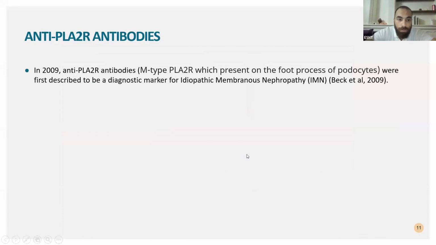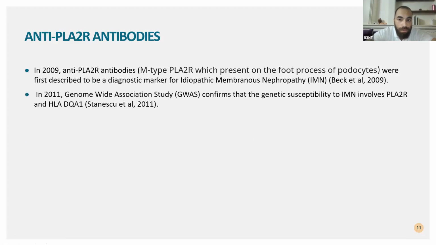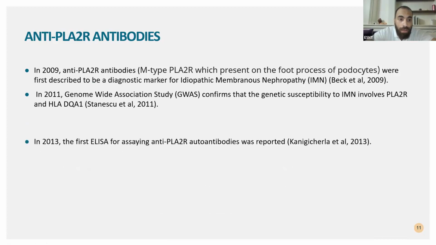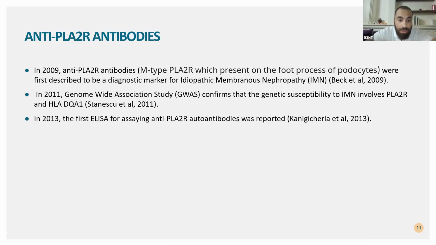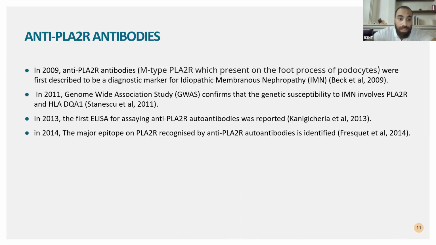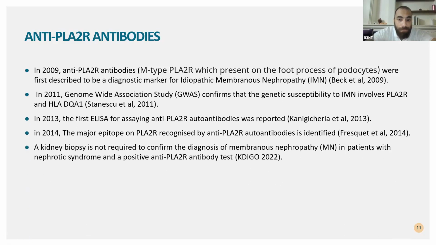These antibodies were discovered in 2009, and were identified as a marker for idiopathic or primary membranous nephropathy. In 2011, a genetic susceptibility was confirmed in patients who have HLA-DQA1 to develop such a disease. In 2013, the first ELISA screening for the autoantibody, and in 2014, a specific epitope for phospholipase A2 receptor was recognized. And we can imagine, KDIGO guidelines 2022 now stated that a kidney biopsy is not required to confirm the diagnosis of membranous nephropathy in a patient with nephrotic syndrome with just a positive anti-phospholipase A2 receptor antibody in the serum. So it's a great revolution in such a disease in a few years.